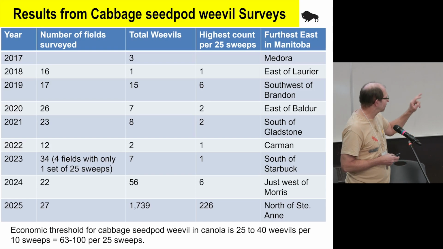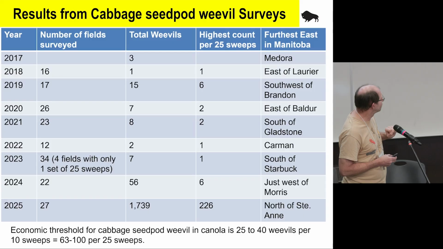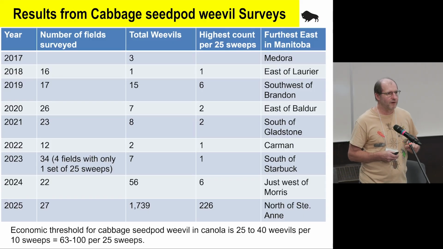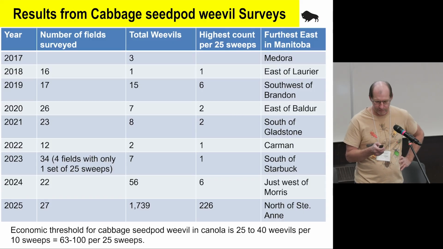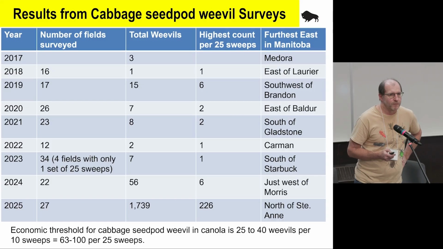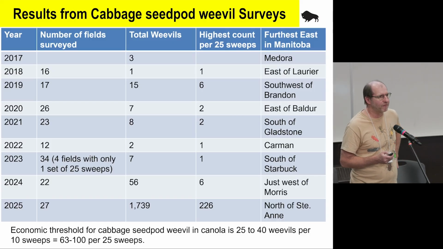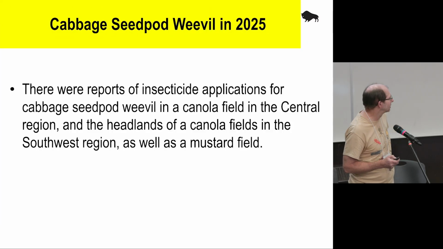And you can see what my higher count was here. 226 weevils in 25 sweeps. That was from a field in the central region of Manitoba. So over 2 times the economic threshold, that field got sprayed. So we have now got to the point where we are getting economic populations. So that's something we need to take seriously.